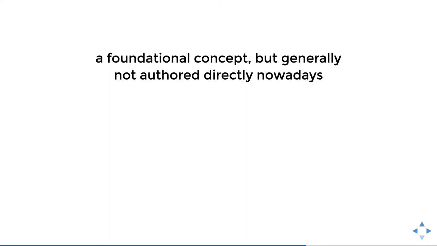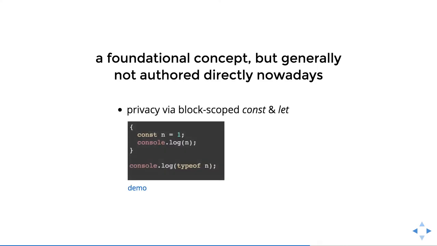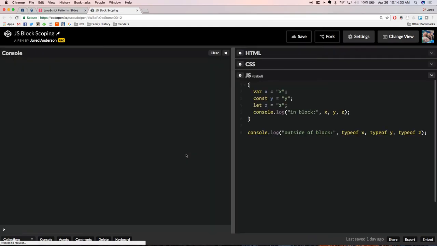This is a foundational concept, but generally we don't write this way. We don't need to anymore, because we have block scoped options now. So const and let variables are block scoped as opposed to var. I'll do a quick demo so you can see. Is that why you put an asterisk after? Partially, yes.